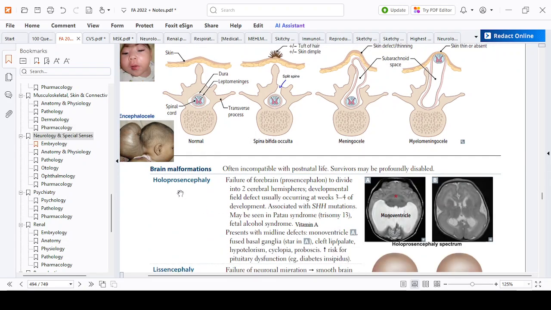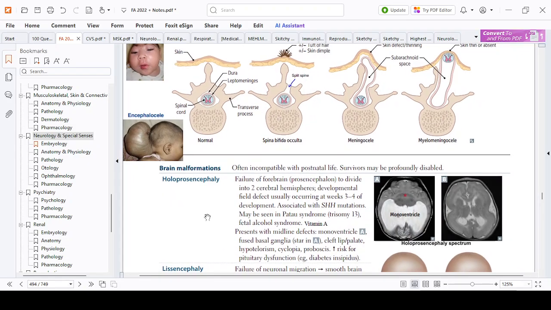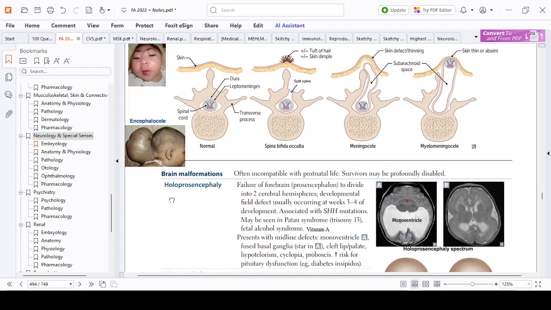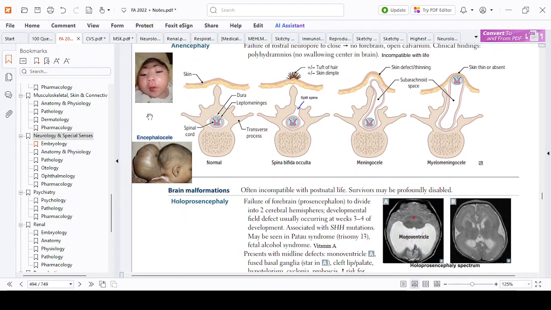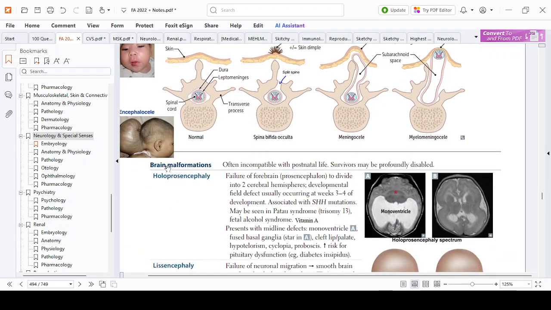brain malformation. Okay, so in the brain malformation, I'm not describing these images. These images describe themselves. Okay, you just look at this, read it, and move ahead. In brain malformation, we have holoprosencephaly. It's often incompatible with postnatal life. Survival may be profoundly disabled.